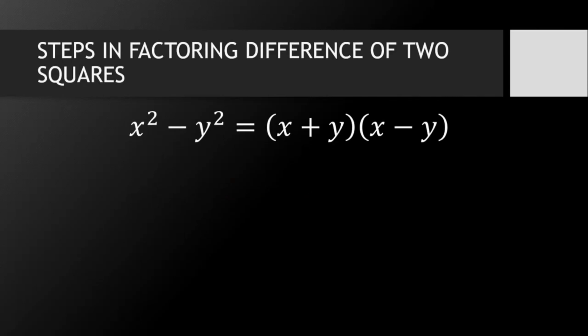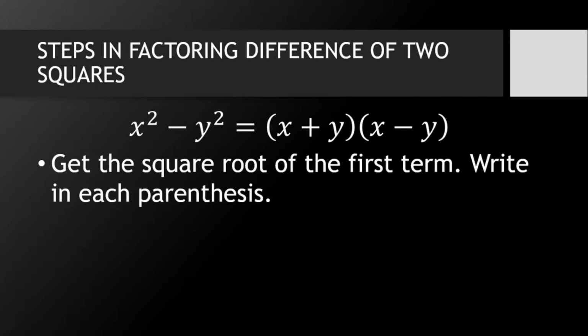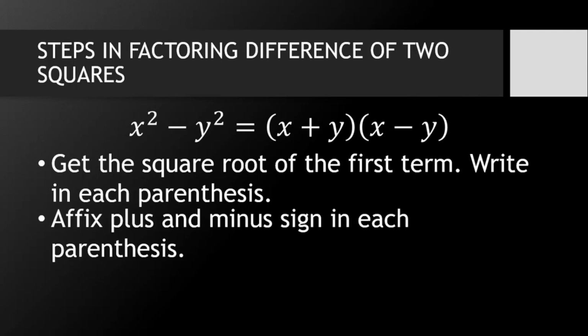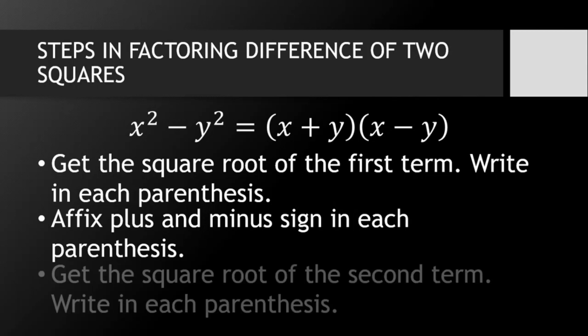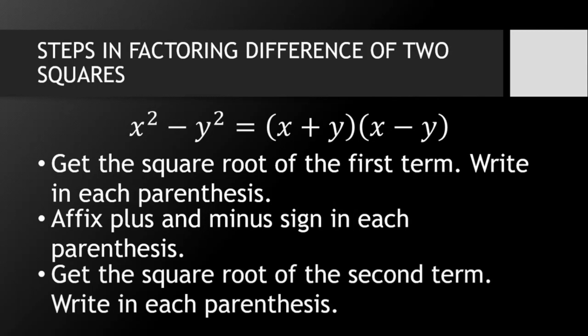Now, what are the steps in factoring the difference of two squares? We have three very easy steps to follow. Number one, we get the square root of the first term and then write it in each parenthesis. Next, affix the plus and minus sign in each parenthesis. And the third step, get the square root of the second term and write it in each parenthesis.